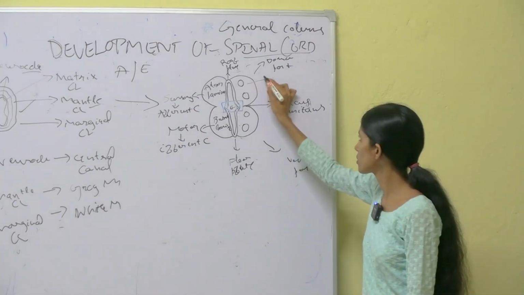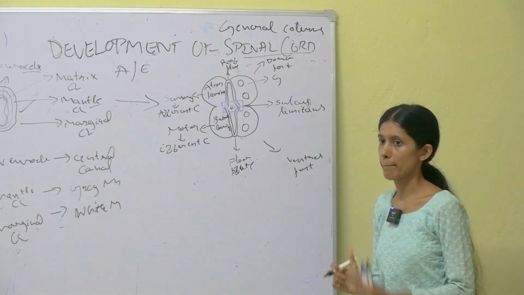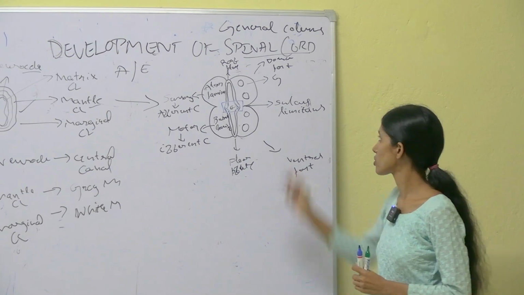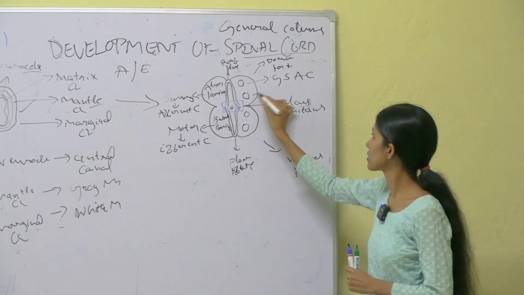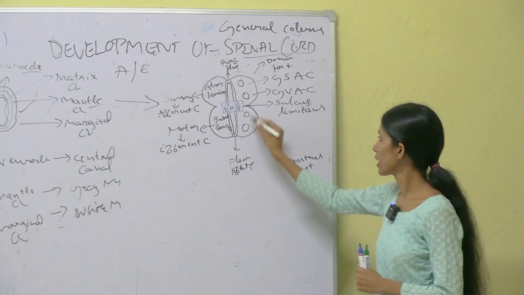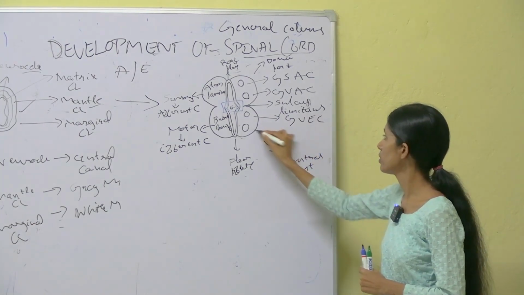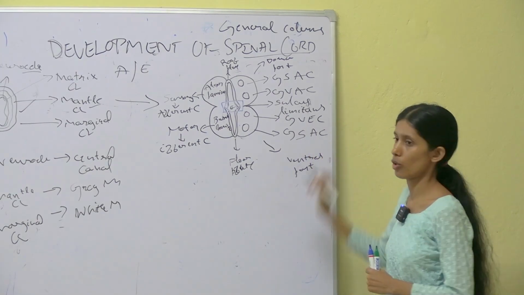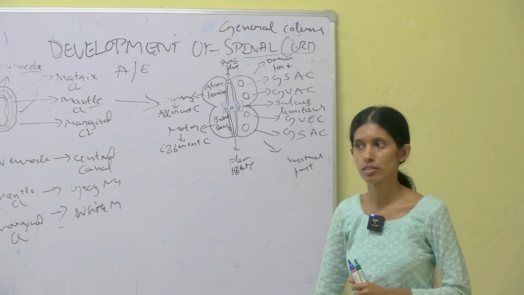Can you name the columns? So, this is general somatic afferent column, and this is general visceral afferent column. Okay. In the basal part, this is the general visceral efferent column, and this is the general somatic efferent column. Is it clear? Any doubts?